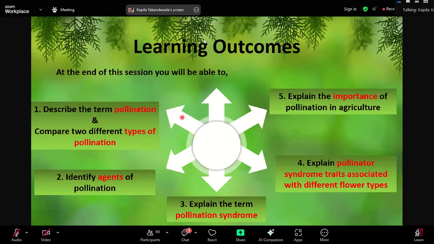ILO: at the end of the session, you should be able to describe the term pollination and types of pollination, then identify agents of pollination, then pollination syndrome. Next, pollinator syndromes associated with different flower types. You should be able to explain it. And finally, the importance of pollination in agriculture.